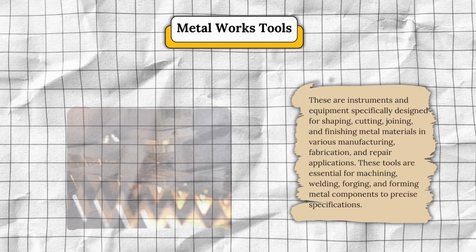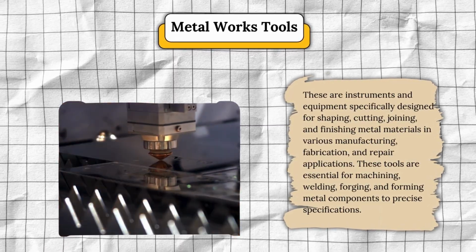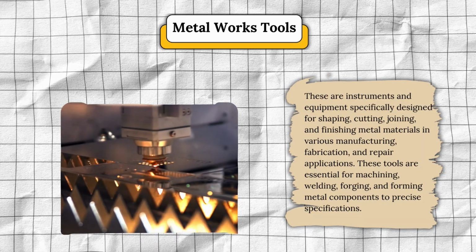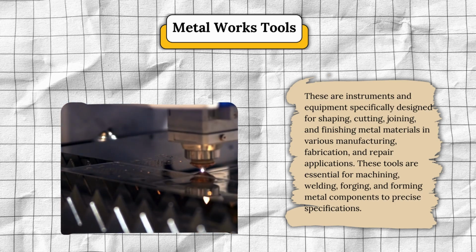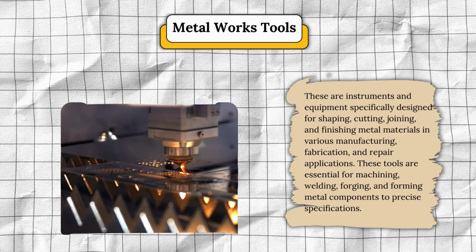The fourth classification of tools in industrial art services is metalworks tools. These are instruments and equipment specifically designed for shaping, cutting, joining, and finishing metal materials in various manufacturing, fabrication, and repair applications. These tools are essential for machining, welding, forging, and forming metal components to precise specifications.